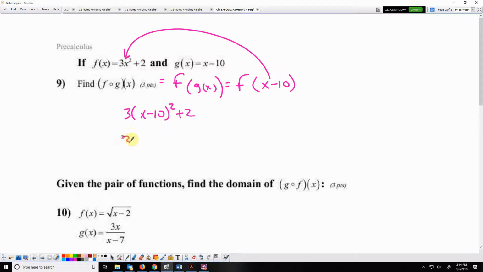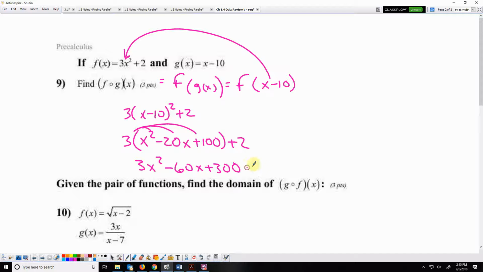And you can distribute that, or the shortcut, first term squared. The product of these is negative 10x. Double that is negative 20x. So first term squared, double the product, then second term squared. Now we need to distribute the 3. Okay? And then we still have plus 2. So our like terms are 302, 3x squared minus 60x plus 302.